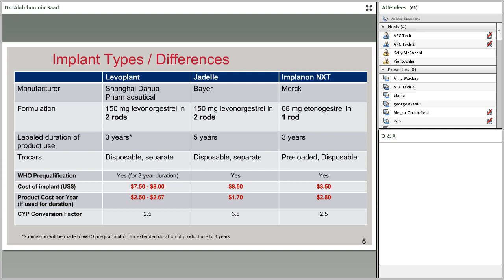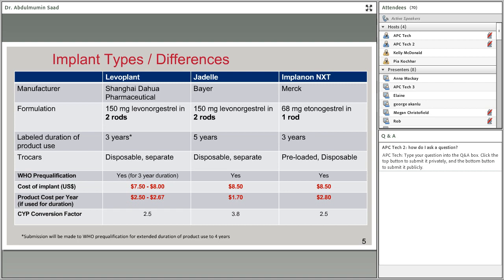The currently available implants on the market are 3 products. The first product I will be discussing in this table is Sino-implant, manufactured by Shanghai Dahua Pharmaceuticals, and available under the global brand name Levoplant, as well as other trade names including Implant, Trust, and Zarin. Levoplant is a set of 2 flexible cylindrical rods, each containing 75 milligrams of levonorgestrel, known as LNG, for a total of 150 milligrams of LNG in the product. It is WHO pre-qualified for 3 years, but the manufacturers are currently preparing a submission to WHO for extended use of up to 4 years.